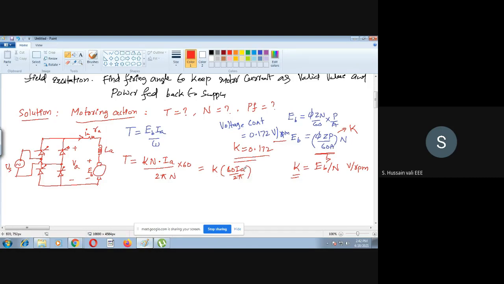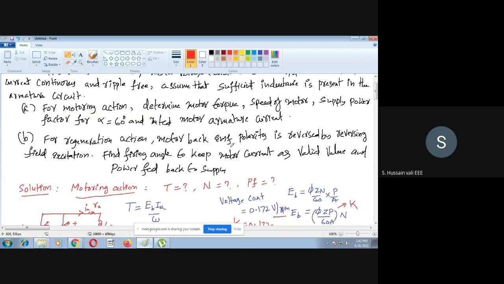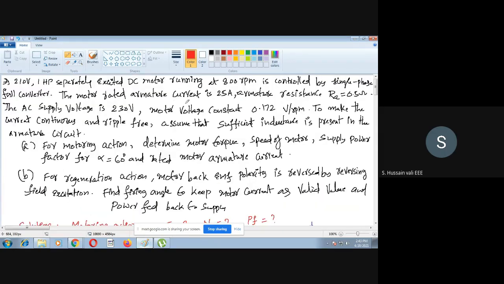So the K value we know. We don't know what the IA value is, so we will check in the problem what he has given. See this now. The motor rated armature current is 25 ampere. Now you have to see the question first. For motoring action, determine motor torque, speed of the motor, supply power factor for alpha equal to 60 degrees and for rated motor armature current.